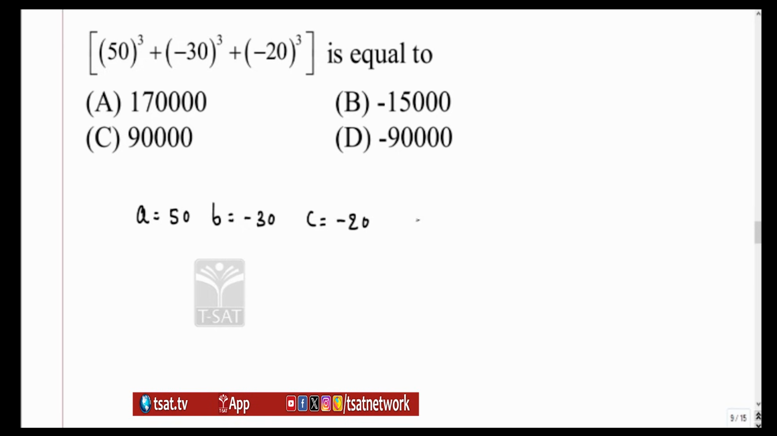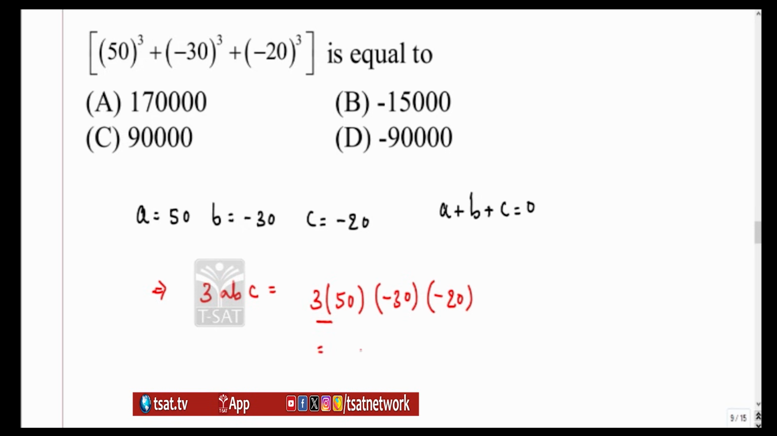here A plus B plus C is equals to 0. If A plus B plus C is equals to 0, we know A cube plus B cube plus C cube is going to be 3ABC. So 3 into 50 into minus 30 into minus 20. Forget about the number of zeros, you have three zeros here. Forget about the 3 zeros: 15, 6 and 90 here, then after 3 zeros you put it. So, the answer is 90,000.